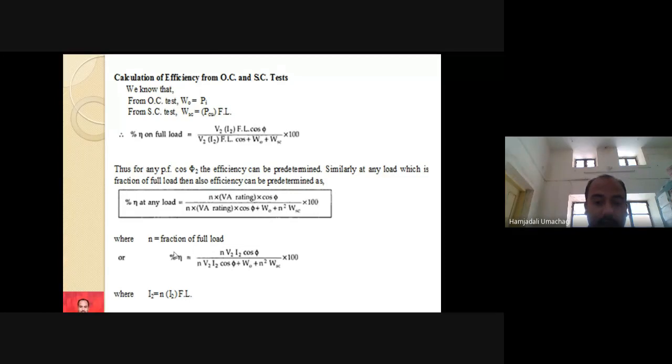Okay, so at last I can say that efficiency at any load condition is nothing but n V2 I2 cos phi2, this is output, divided by input. Input is output plus total loss, that is n V2 I2 cos phi plus iron loss plus copper loss. For any loading condition, you have to insert the load factor n here. Is it clear, all of you?